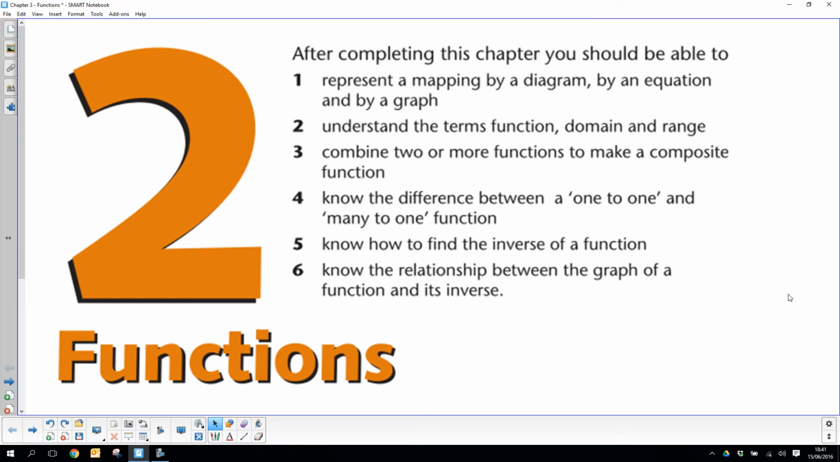Hello and welcome to the start of the C3 program, and you're going to be looking at initially chapter 2, functions. There's a lot in here, and it's a bit of a step up from some of the stuff we were doing in certainly C1 and C2. Right, so you can see on the screen what's going to be looked at, and let's get cracking.